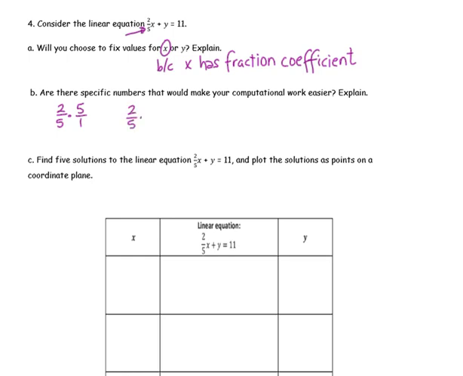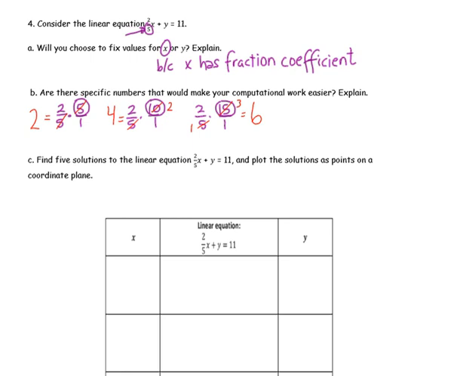Or 2/5 times 10 would be 10 over 1, or 2/5 times 15 over 1. In all of these examples, the number that we are choosing for x, 5, 10, and 15, is a multiple of the denominator. The reason that is a good decision is because we will end up with a whole number answer. Here, we end up with a whole number answer, and on this one, we also end up with a whole number answer.